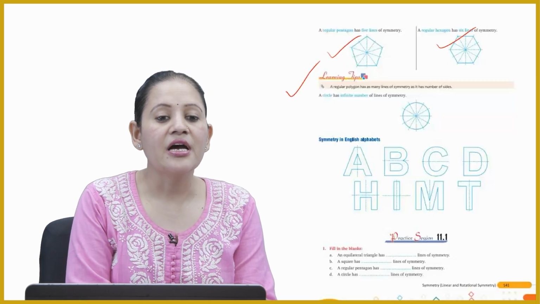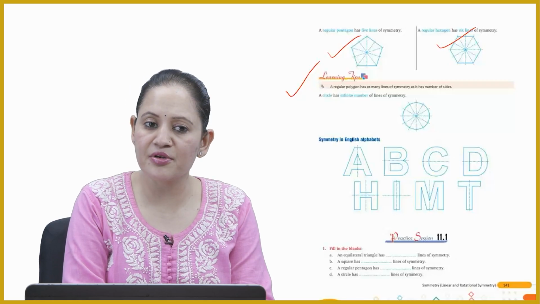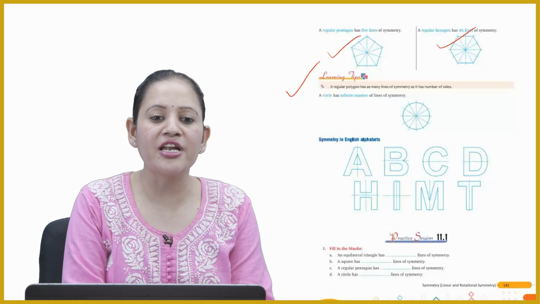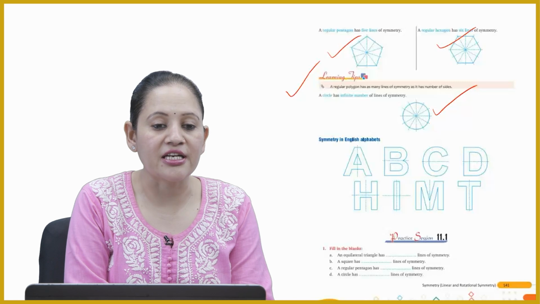Learning tips. A regular polygon has as many lines of symmetry as the number of sides. जितनी number of side होती है उतनी ही line of symmetry है. A circle has infinite number of lines of symmetry. Circle में जो line of symmetry है that is infinite.